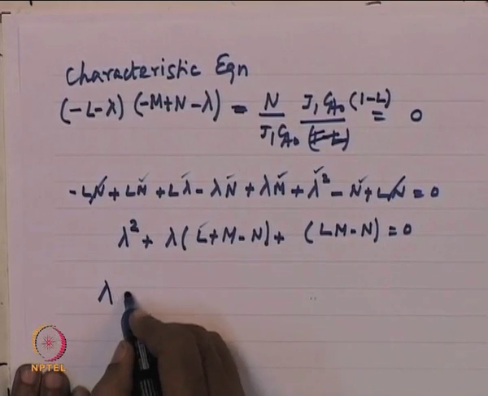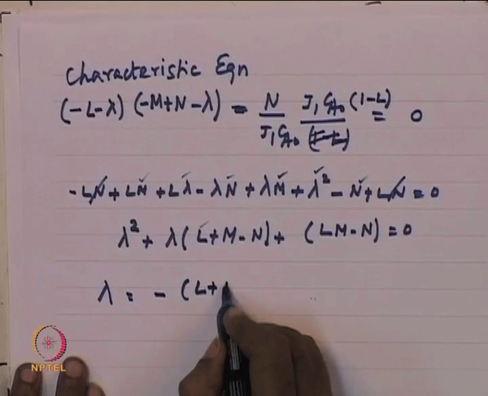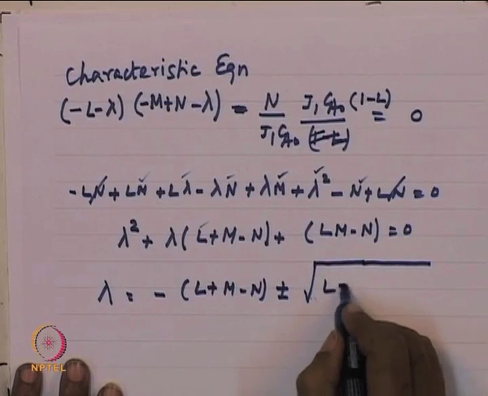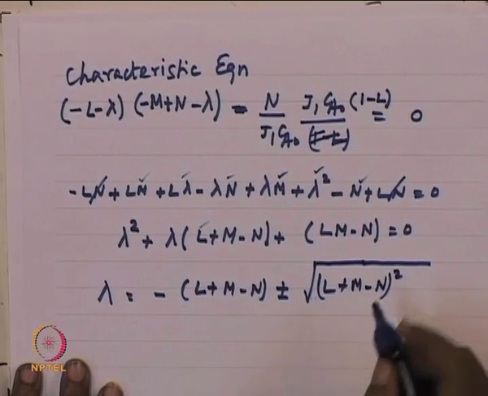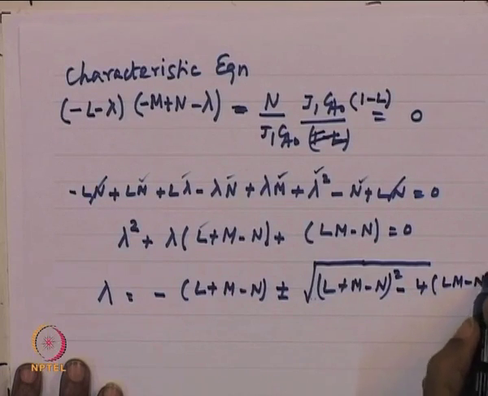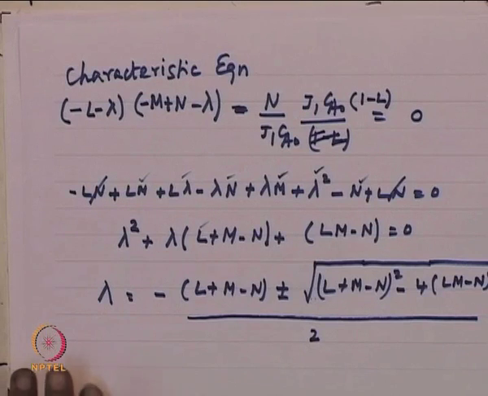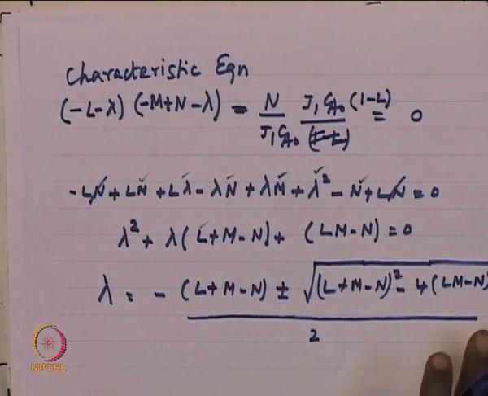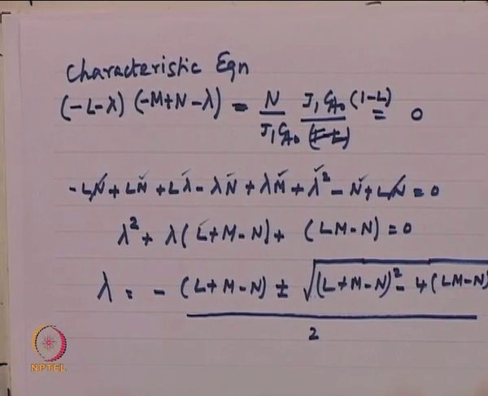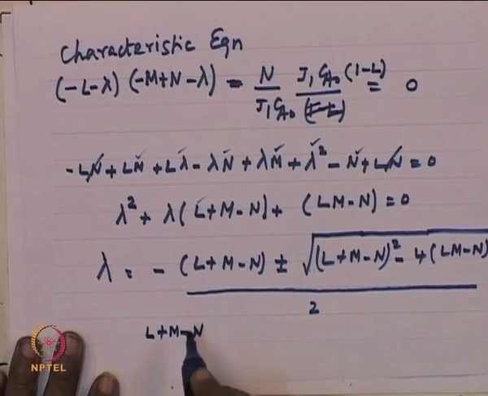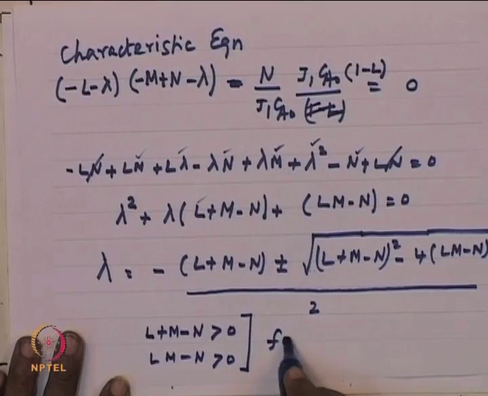Okay. This is fine. Therefore, solution is minus (L plus m minus of n) plus or minus of root of (L plus m minus of n) whole squared minus of 4 times L (m minus of n), divided by 2. So, this is the eigenvalue, and we must put the condition that these eigenvalues are negative. Now, if it turns out to be complex, the real part must be negative. So, this is the condition that we must impose, and then it stands to reason simply to recognize that L plus m minus of n must be greater than 0 and L (m minus of n) greater than 0, for lambda negative.